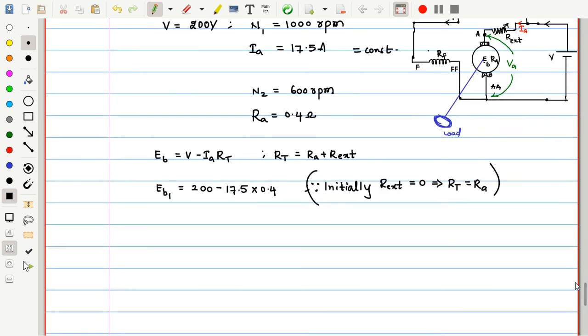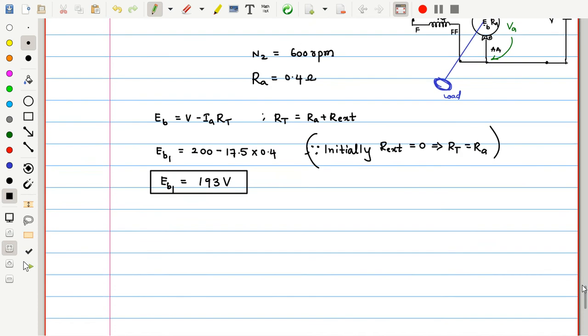So initially this is the R external position. Next, how much is this value? Let us calculate: 200 minus 17.5 into 0.4, around 193 you will get. I cross verified this. EB1 is equal to 193 volts.